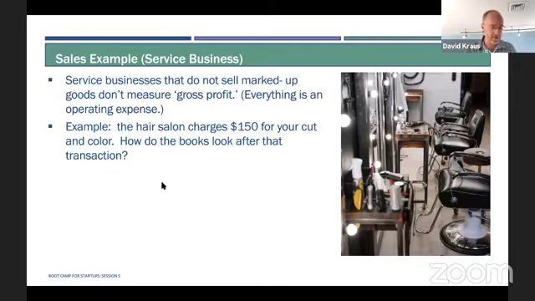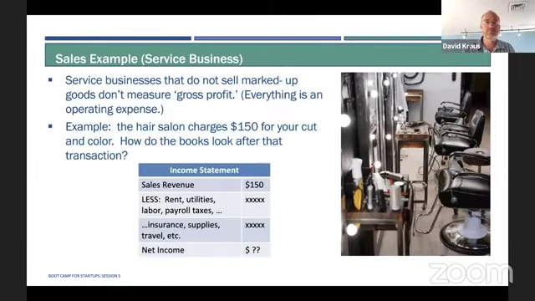And we'll see a P&L pop up here. All right, so it's $150 sales revenue. There's no cost of goods sold, so there's no gross profit in this transaction, but your net income is the bottom line, 150 less all those other expenses.